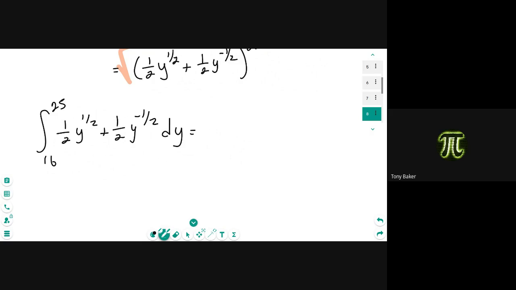So we have, I'm just going to pull out the 1/2 so I don't have to worry about it. 2/3 y to the 3/2 plus 2 y to the 1. And we're doing that from 16 to 25.